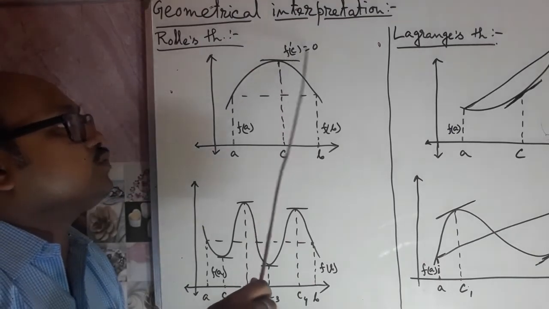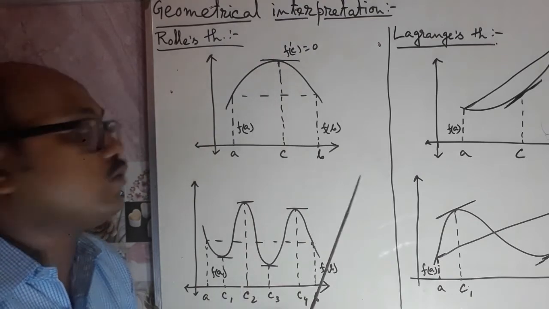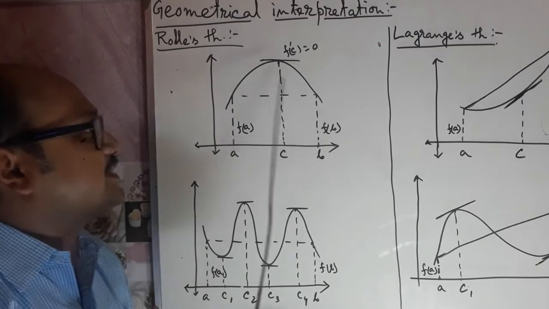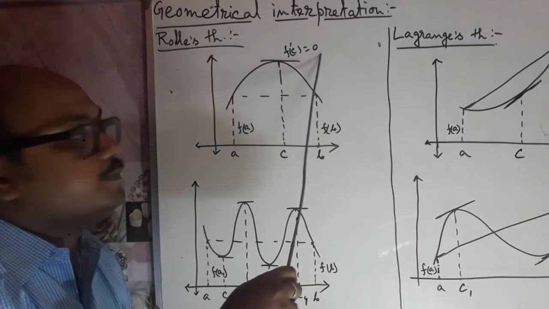That is, the first order derivative of that function at that particular point c is equal to 0. First order derivative equal to 0 means at that particular point the tangent is parallel to the x axis. Slope of the tangent is equal to 0.